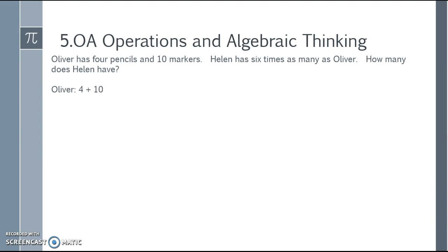Well, we know that Oliver has 4 pencils and 10 markers, so altogether he has 14 pieces. But Helen has 6 times as many as Oliver. So whatever Oliver has times 6. Well, 4 plus 10 is 14, and 6 times 14 is 84. So Helen has 84 pieces.